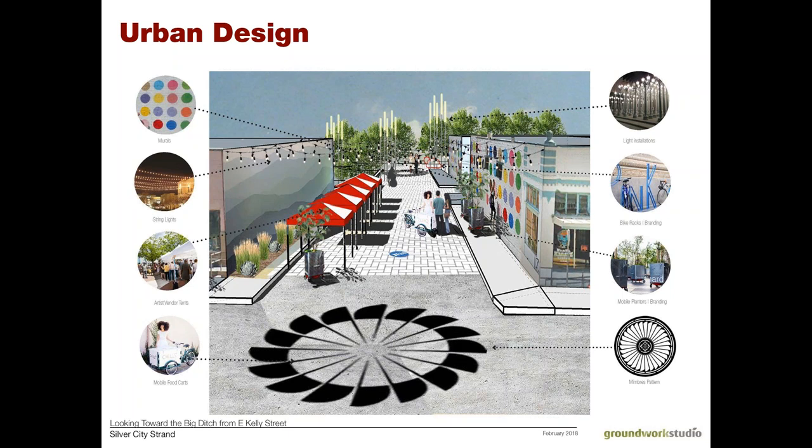So we're looking at some other temporary paint, murals, string lights, bike racks that say the name of the street or say Main Street, all stuff that can be done by the community or relatively inexpensively to make a big impact and create that sense of place.